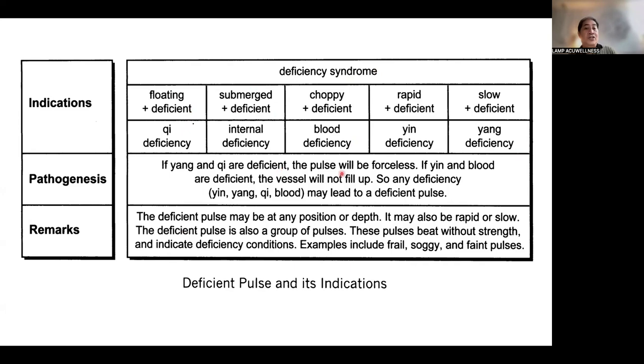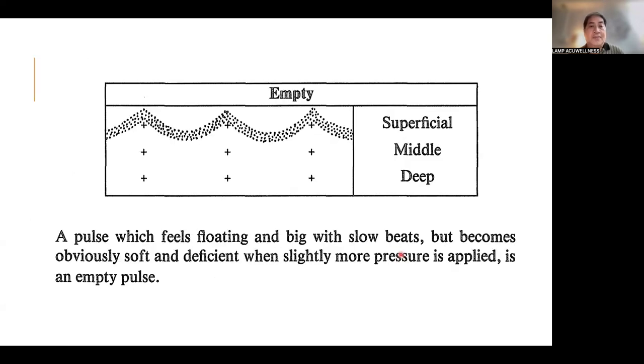If yang and qi are deficient, the pulse will be forceless. If yin and blood are deficient, the vessel will not fill up. So any deficiency may lead to a deficient pulse. The deficient pulse may be at any position or depth. It may also be rapid or slow. The deficient pulse is also a group of pulses. They beat without strength and they indicate deficiency. Examples include, ikagrupo niya to, frail, soggy, and faint pulses.